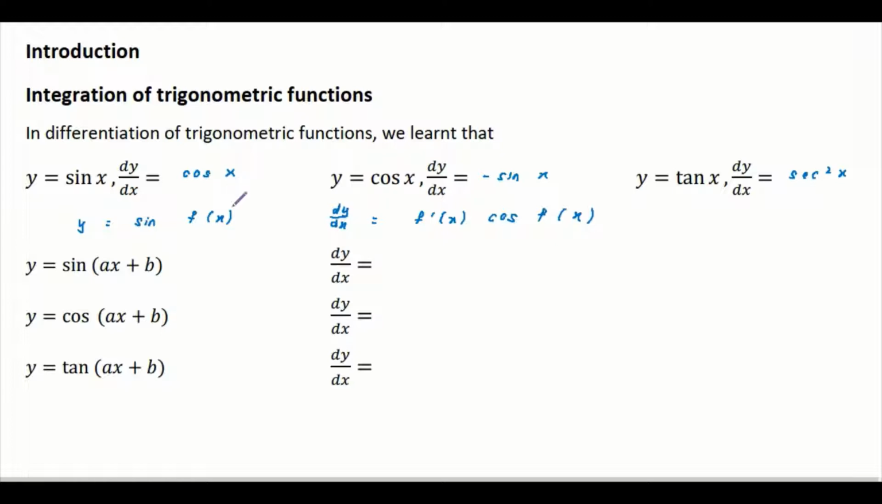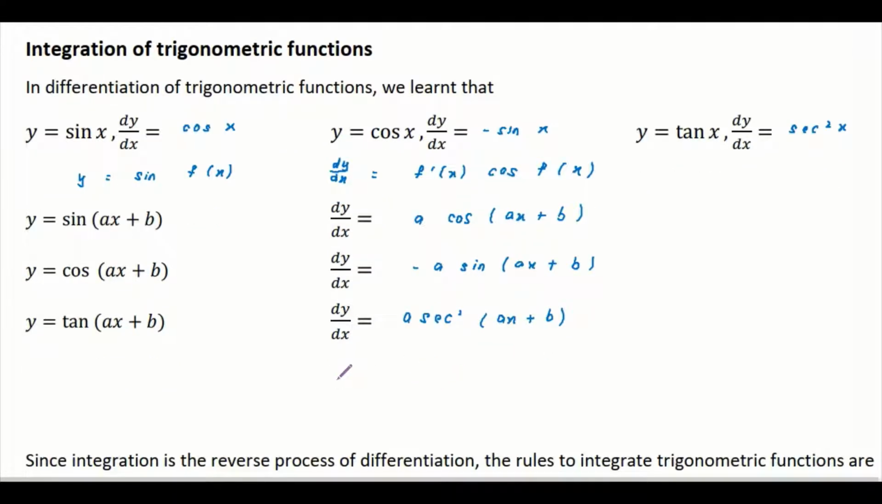If you have sine ax plus b, when you differentiate, what do you have? You have a cos ax plus b, because the derivative of ax plus b gives you a, then you multiply with cos ax plus b. Same thing for cos ax plus b, you have negative a sine ax plus b. For tangent, you have a secant square ax plus b. Alright, so now we know that integration is actually the reverse process of differentiation, right?